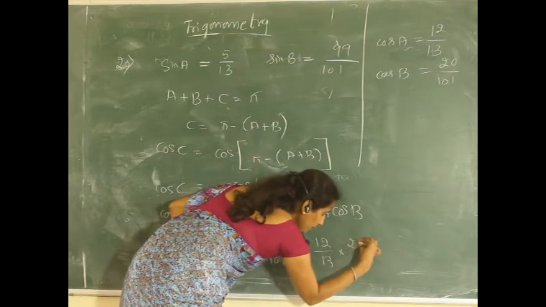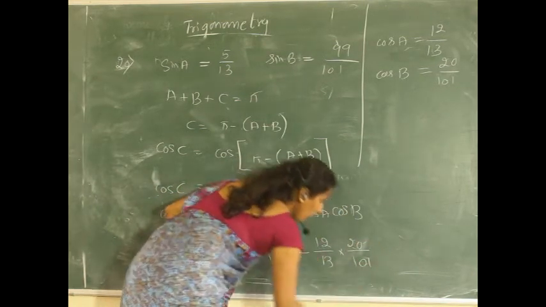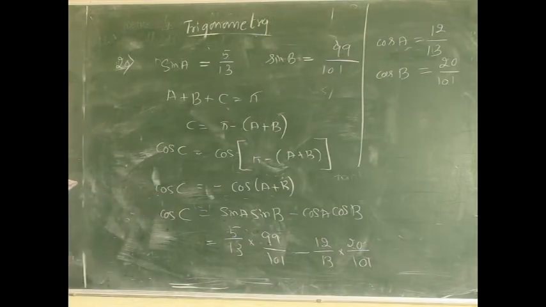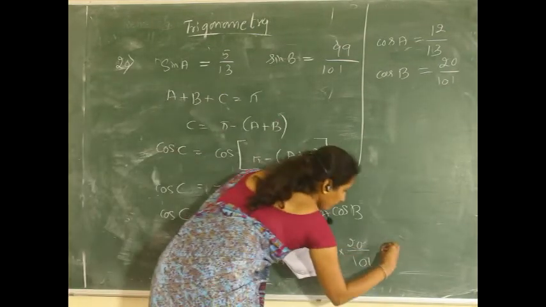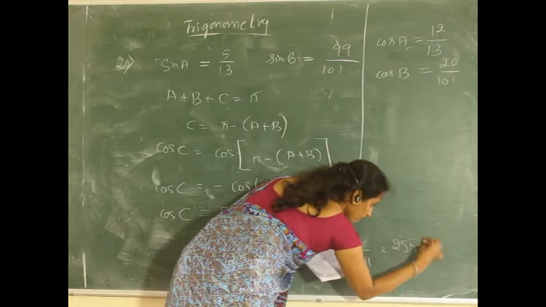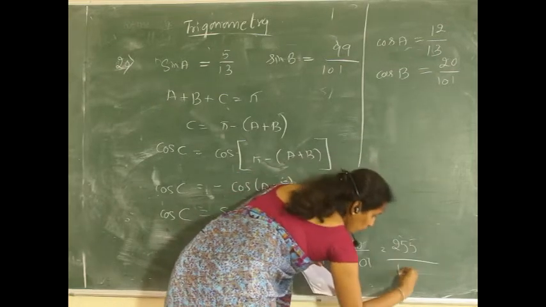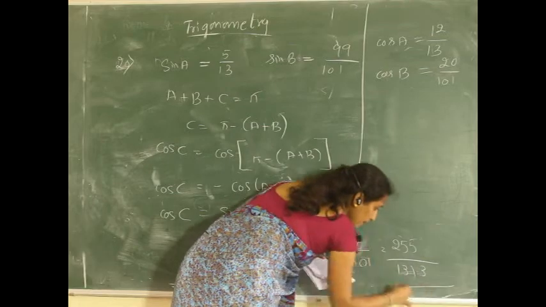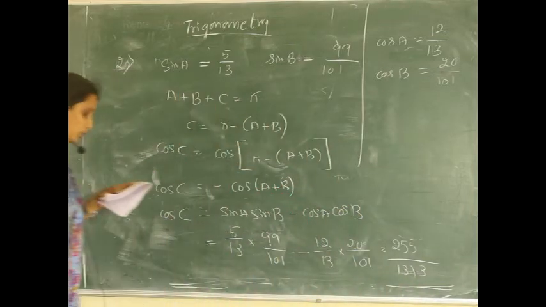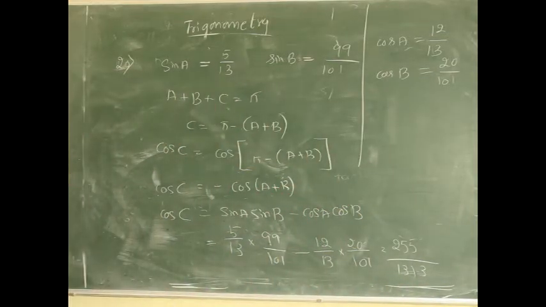into 20 by 101. When we calculate, the answer we are getting is 255 divided by 1313. So that is option B. So the answer for the 20th question is option B.